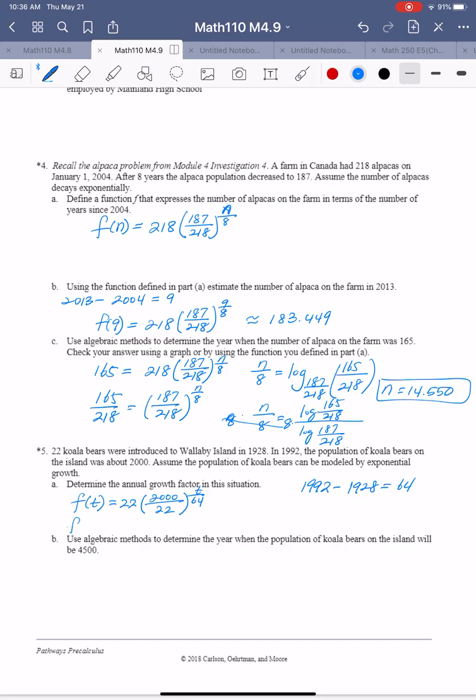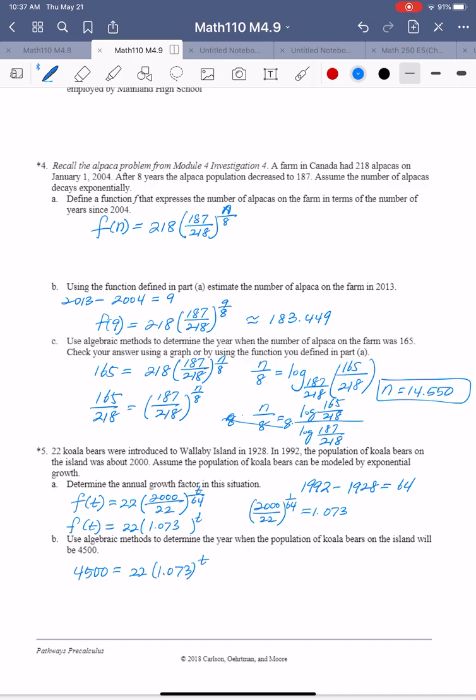So what I do is, I want to compute n22, and then I'm going to compute 2,000 over 22 to the 1 over 64, which is about 1.073, okay? So 1.073, and then to the t-th power. Now I change to the 1-unit growth factor, okay? So 4,500 equals 22 times 1.073 to the t-th power.